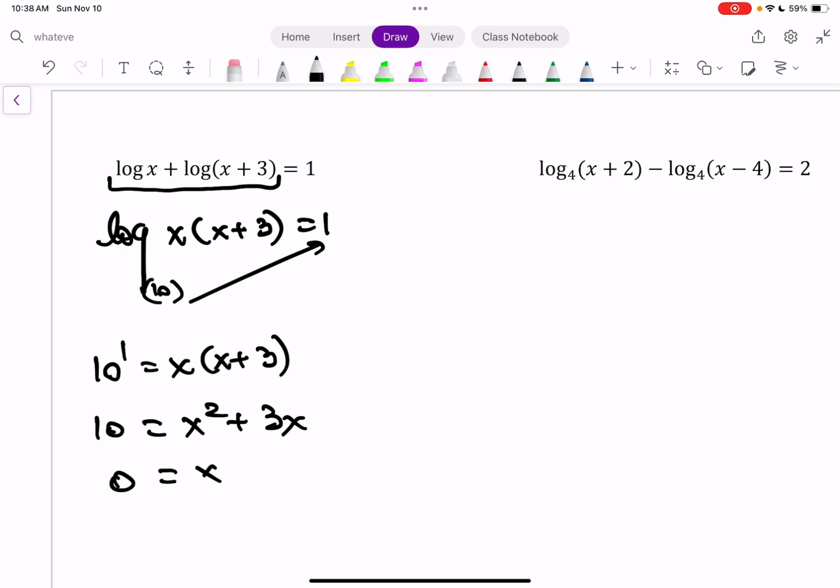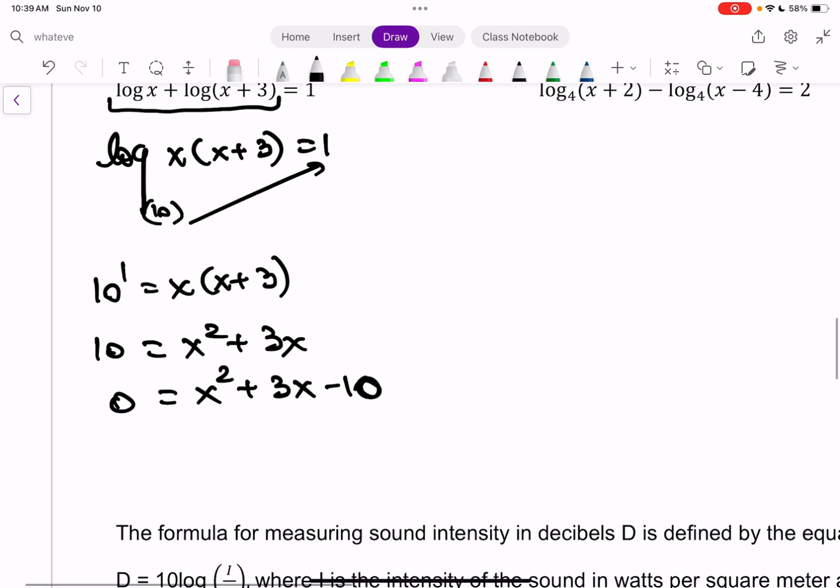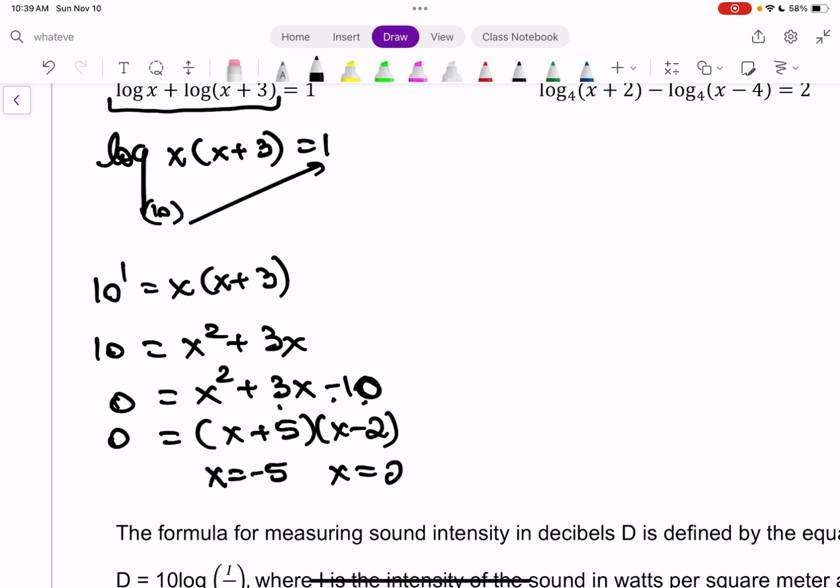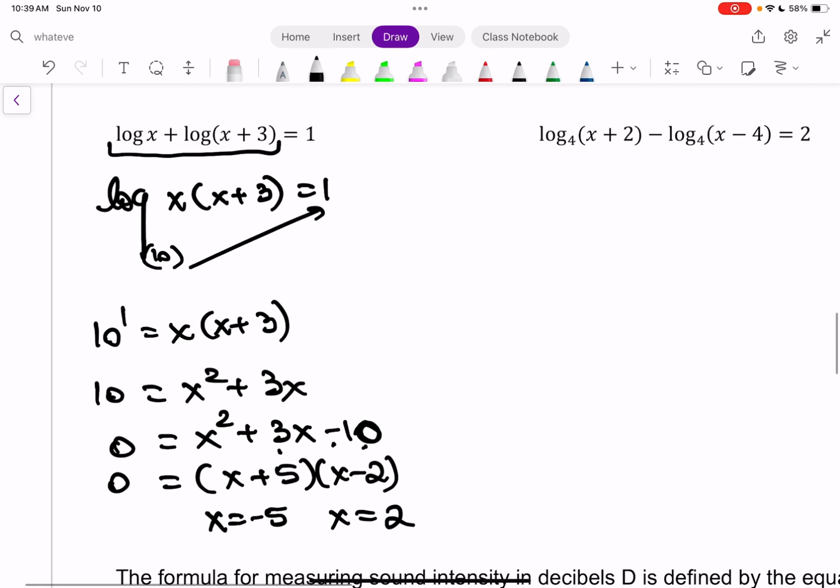And as you see, since this is a quadratic equation, I'm going to move all terms to one side of the equal and factor. And so numbers that multiply to 10 and subtract to be 3 are positive 5 and negative 2. And again, negative 5 is not going to work. Okay, can't put a log of negative 5, but can you have 2? Yes. Common log of 2 is positive, 2 plus 3 is positive, so that works.